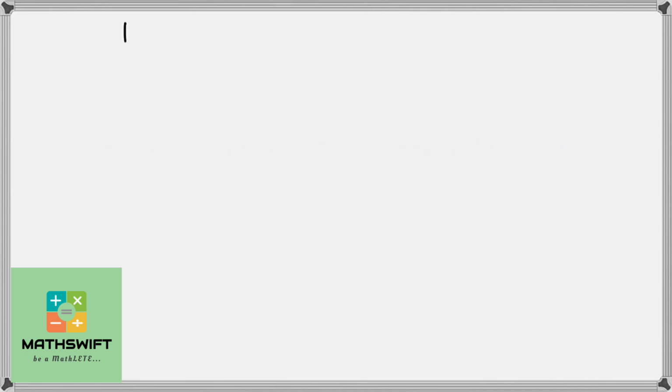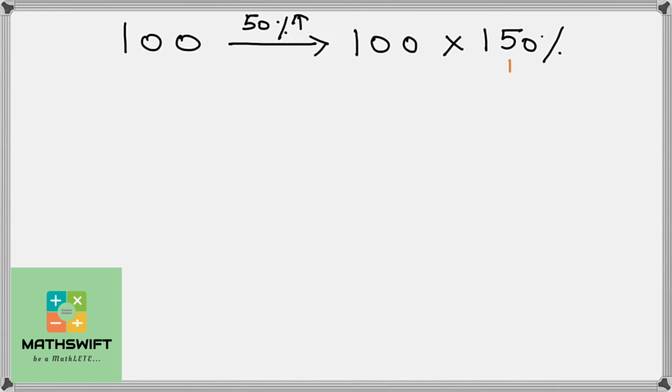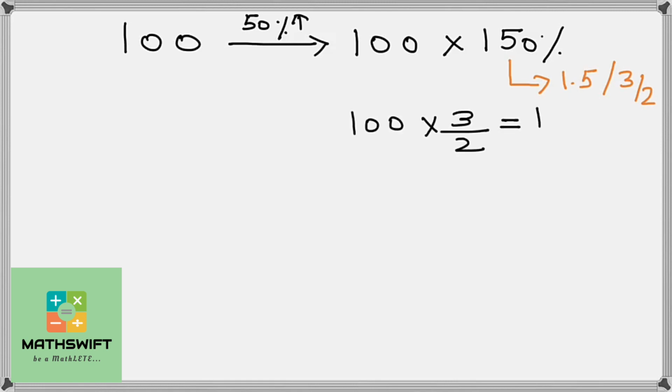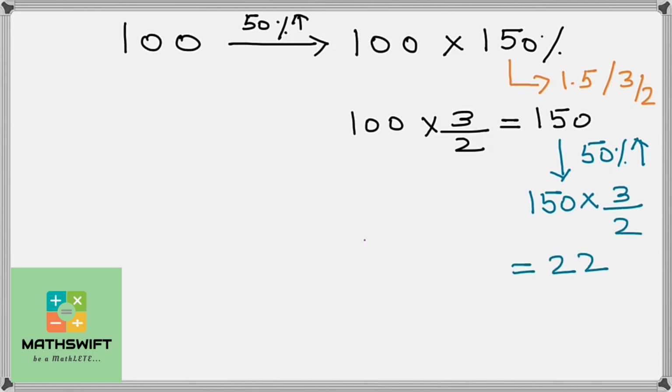So if we take 100 as a base number and if we were to increase it by 50%, we multiply it by 150%, or 1.5, or 3 by 2 if we use the fraction form, because a lot many times it is easier if we convert percentages into fractions. So if we increase 100 by 50%, we essentially multiply it by 3 by 2 to get 150. And if we do so again, that is increase 150 by 50%, we multiply it by 3 by 2 to get 225.